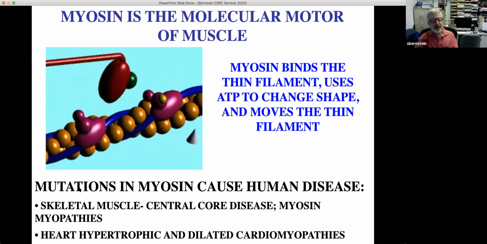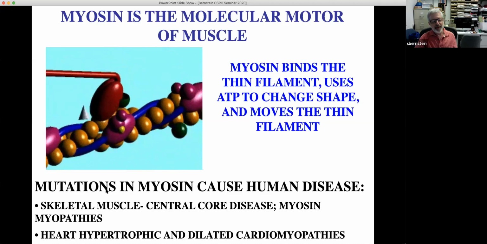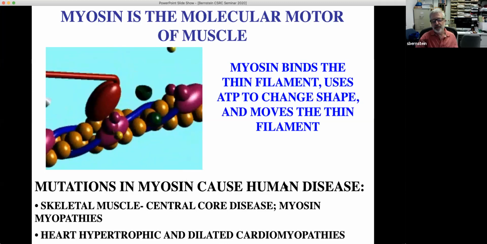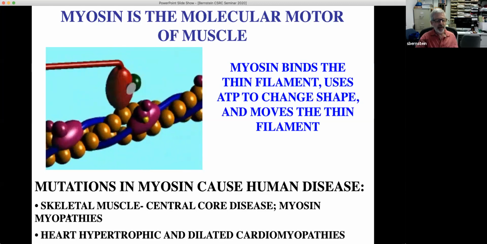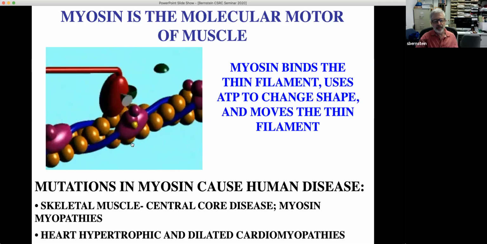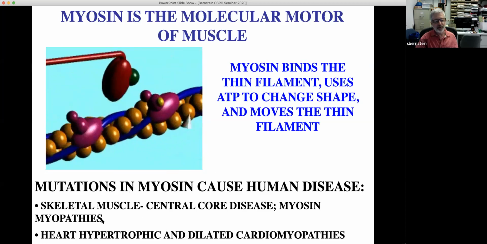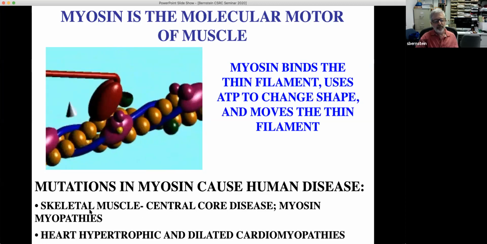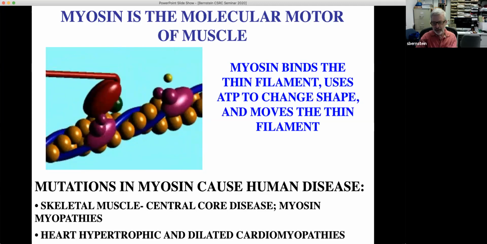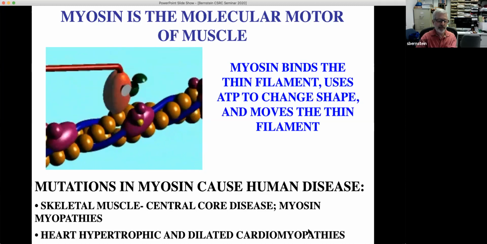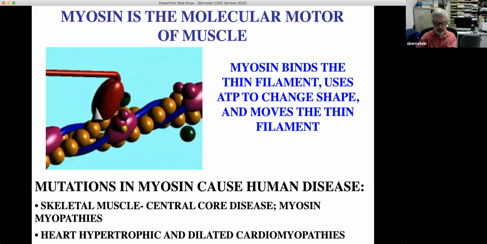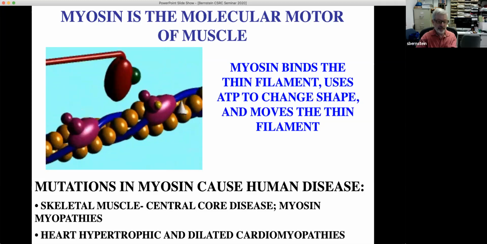So from our angle, we're interested in the basic function of the myosin protein, but also in mutations in myosin that cause human disease. And we've studied a number of skeletal muscle diseases that are a result of defects in the myosin molecule. But, and I'll briefly mention those, we'll also talk about hypertrophic and dilated cardiomyopathies, which are relatively common inherited diseases that cause severe effects in humans.